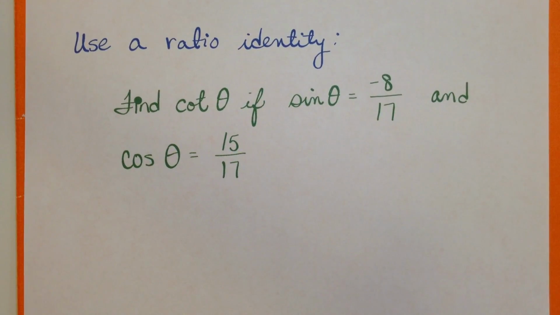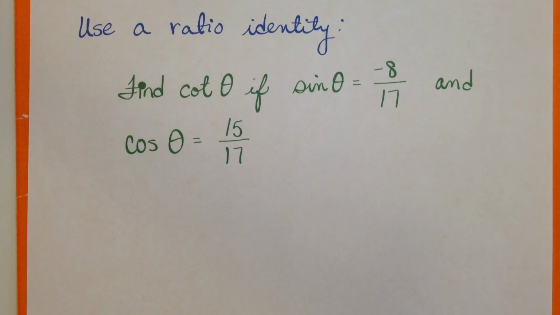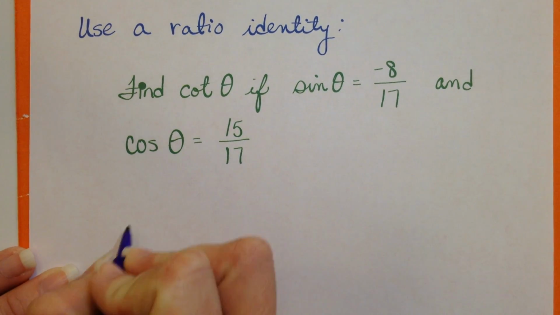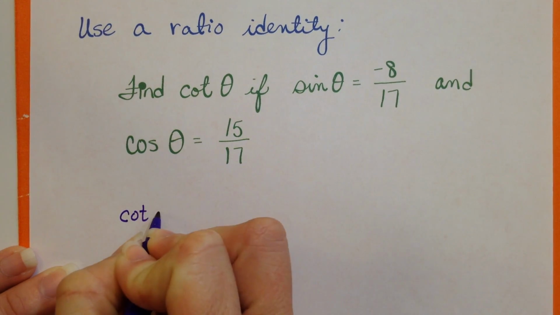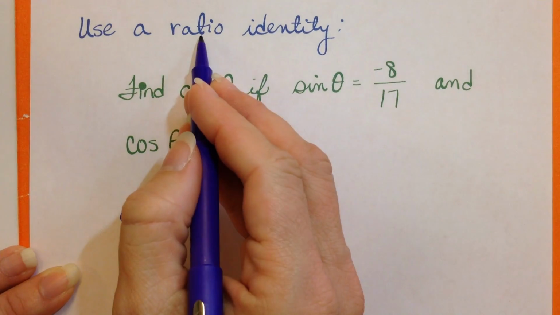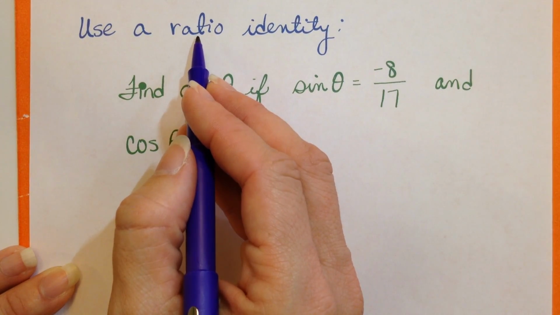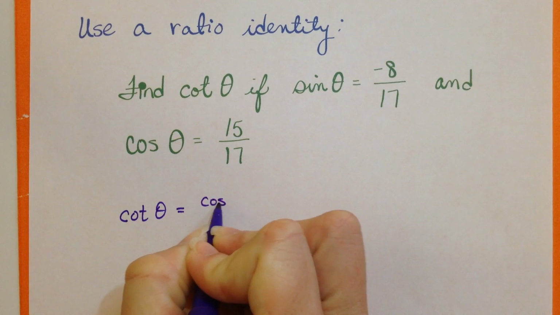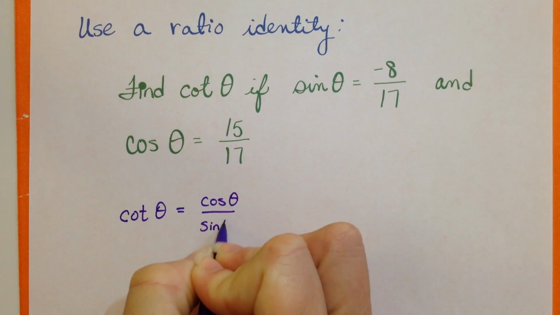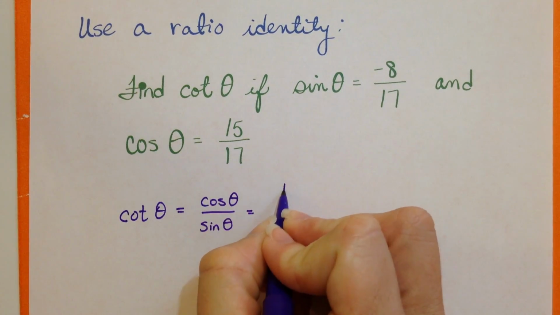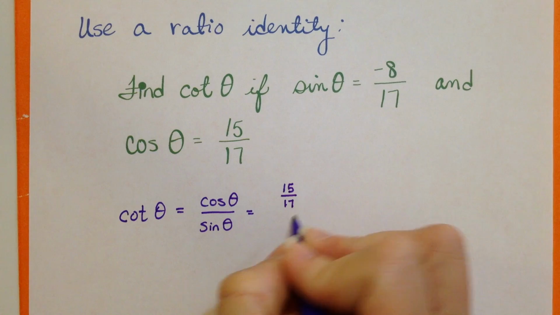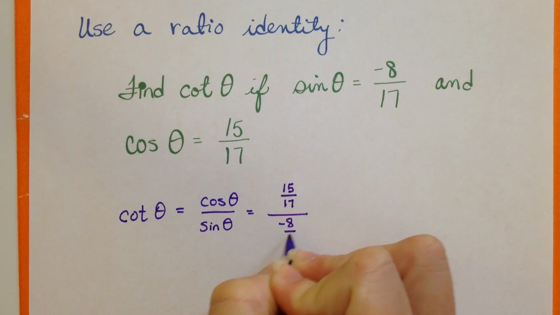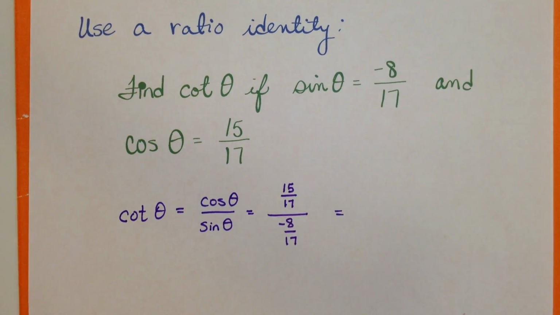Okay, on this one, we're told to use the ratio identity, and we're trying to find cotangent. Your ratio identity for cotangent. Make sure you are picking the right one. You do want the ratio, and the ratio is the cosine over sine. So cosine is 15/17. Sine is -8/17. Now, there are different ways of simplifying this, but I want to show you something that's quick and easy that I'll end up using a lot.